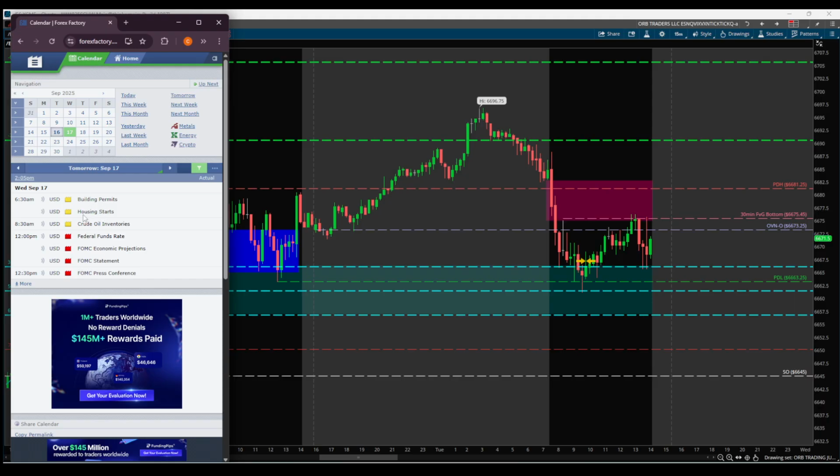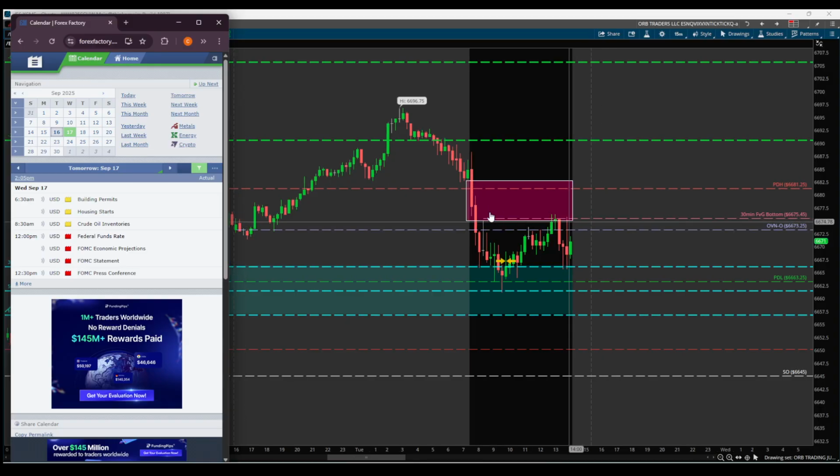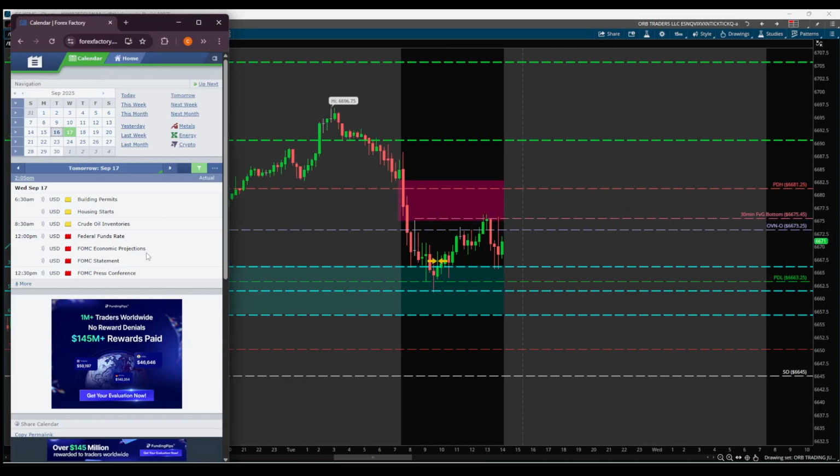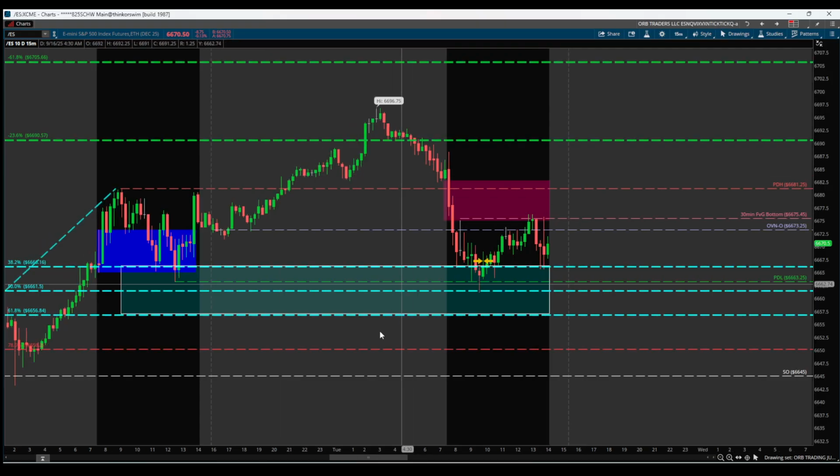And then before the market, we've got some lower events, building permits, housing. An hour in, you have crude oil inventories. But really, all eyes are going to be on FOMC. I'm most likely going to be flat until 12:30. We'll see what the action looks like in the morning. We could get an ORB long or ORB short prior to the data print, but we'll just have to wait and see. So let's just dive into the levels.